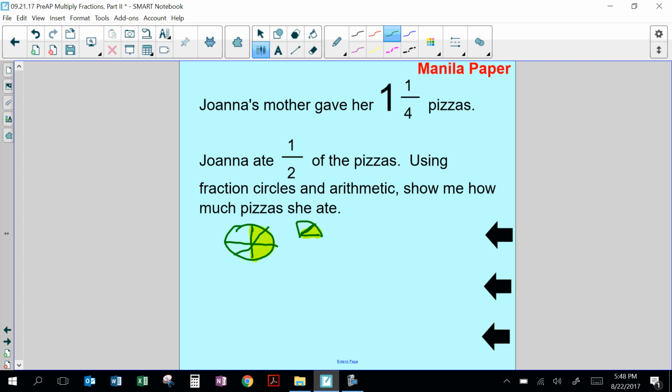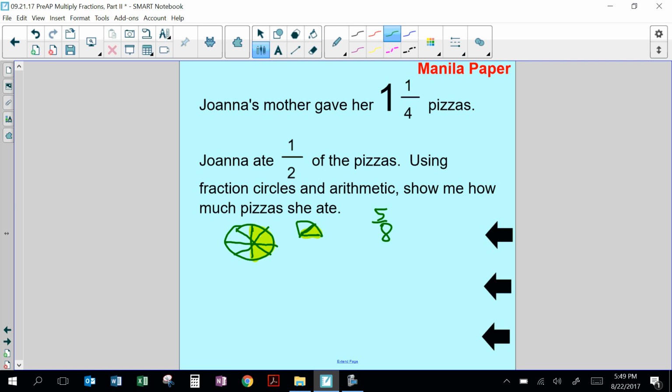So she ate, ooh, it went perfectly. She ate 1/8, 1/8. Oh wait, I need to cut this one more time. She ate 1/8, 1/8, 1/8, 1/8, 1/8. What is 1/8 plus 1/8 plus 1/8 plus 1/8 plus 1/8? So she ate 5/8 of the whole pizza.